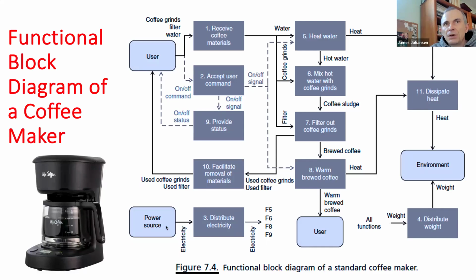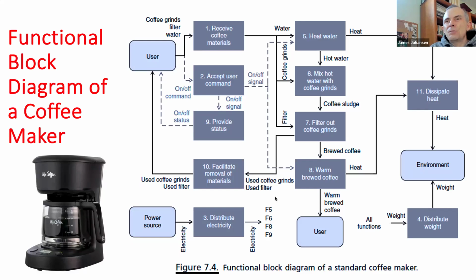Okay, so in our main textbook, we talk in several parts of the chapter about making a coffee maker. This is the first of several charts, and this is looking at a functional block diagram. So what is it actually going to do? You can see this is more complicated than a use case. We can see that the user does various things. It receives the coffee material, it accepts the user commands, it provides status, and facilitates removal of materials. Each one of these is numbered. We're going to come back to this in a little bit.